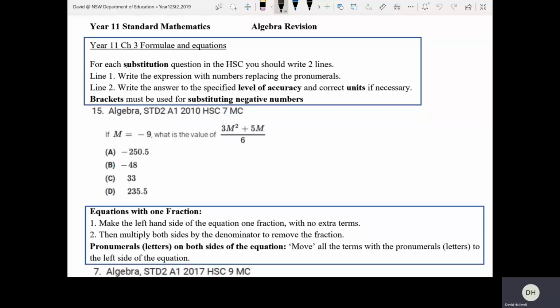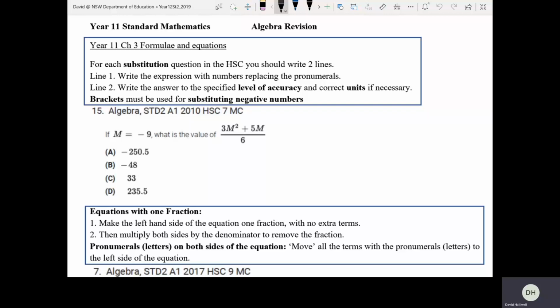So first thing to recap is substitution. Two lines at least when you show substitution. Your first line should be the substitution, replacing all the letters with numbers. And then line 2 is when you write your answer to whatever accuracy they tell you to, and make sure you include units if there are units in the question. One important thing when you're substituting that they always try and get you on is if you're substituting a negative number, you need brackets in your calculator.